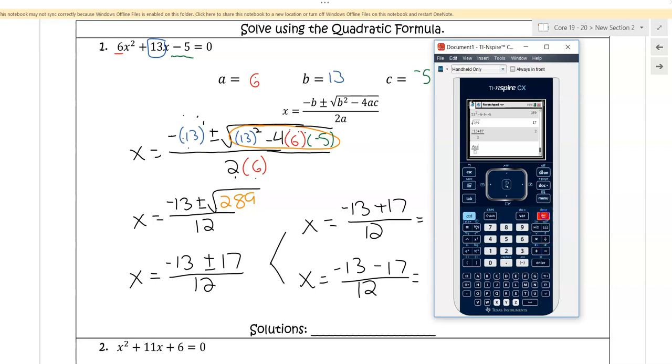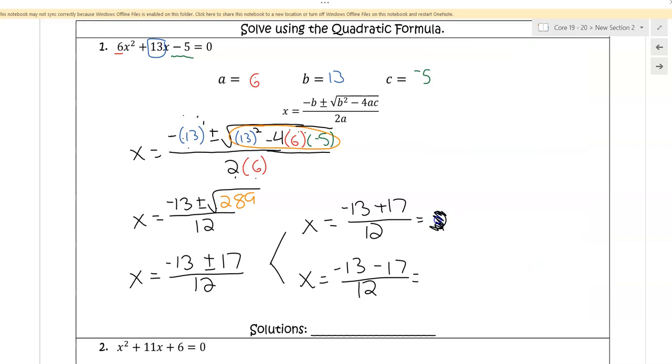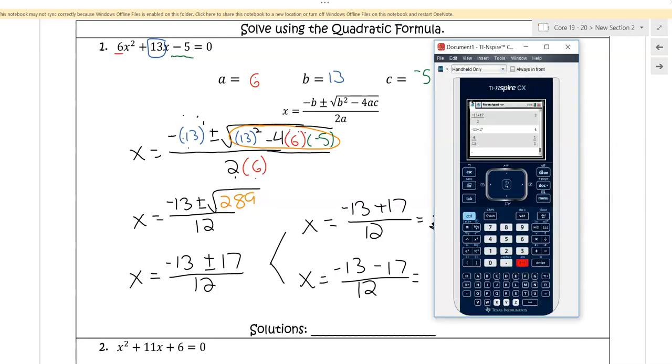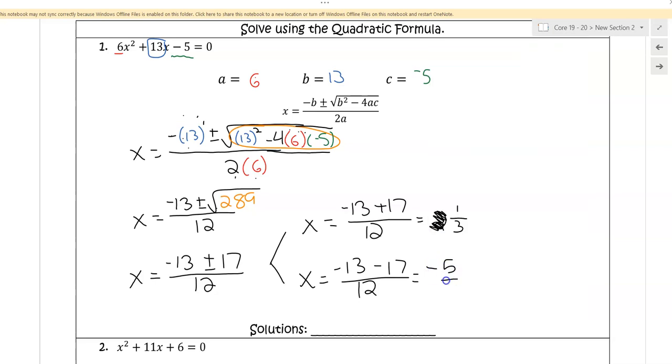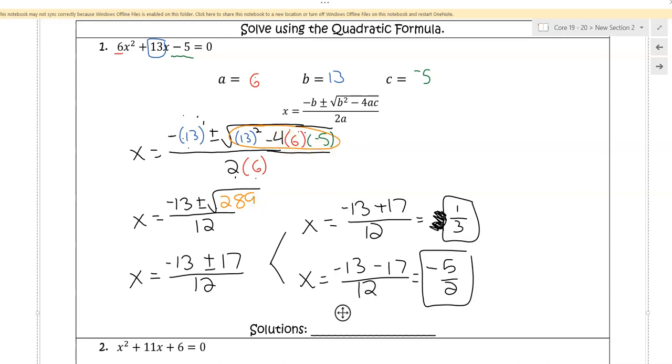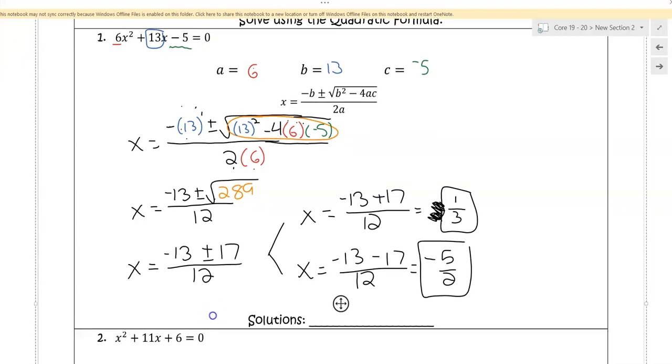-13 plus 17 divided by 12 is 1/3. And then -13 minus 17 divided by 12 is -5/2. And that's it. So it's exactly what we did before to get to this point, and then we're just kind of using our calculator to simplify. Let's look at some more examples.